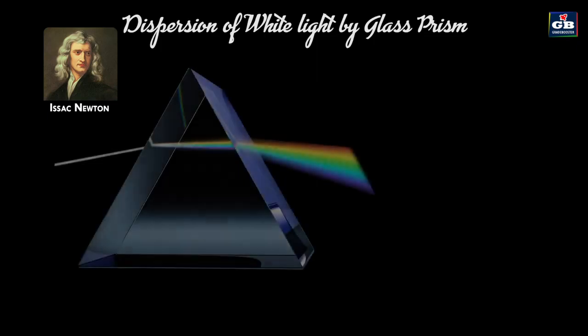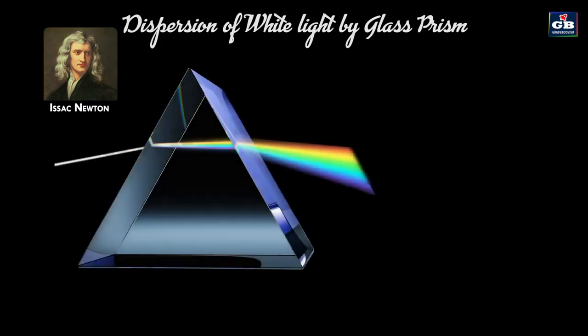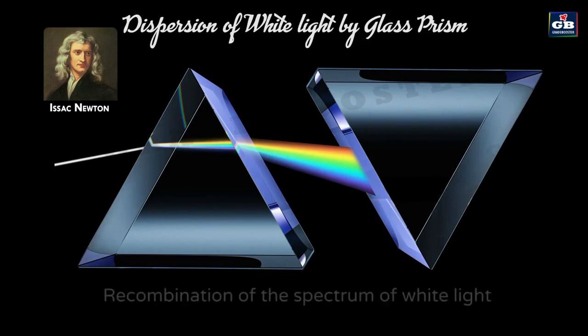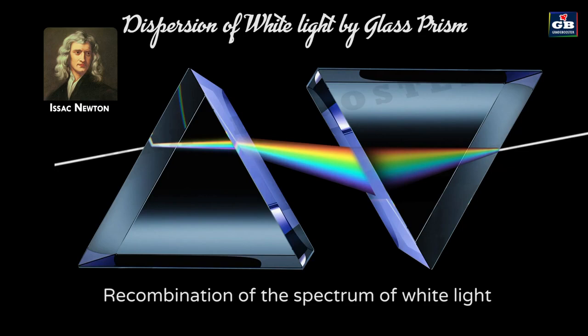Isaac Newton was the first to split the sunlight using a glass prism. He placed a second identical prism in an inverted position with respect to the first one and allowed the spectrum to pass through it. Then he observed that a beam of white light emerged from the other side of the second prism. That means when a beam of white light is passed through a prism, it splits into 7 colors. And when the spectrum is passed through a prism again, it unites to form a beam of white light.